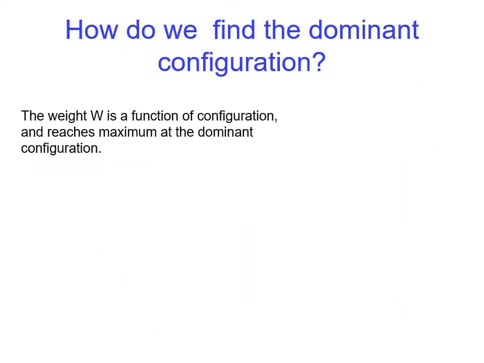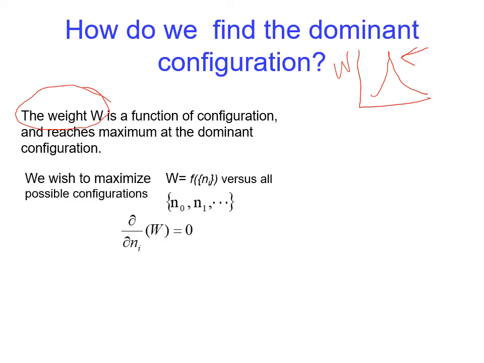The dominant configuration is the configuration with the largest weight. So if we plot weight as a function of configurations, the dominant configuration should be at the maximum. And in calculus, at the maximum, the derivative should be 0. And in this case, the weight derivative over configuration should be 0. Now, configuration is the number of molecules occupying different orbitals, different energy levels.